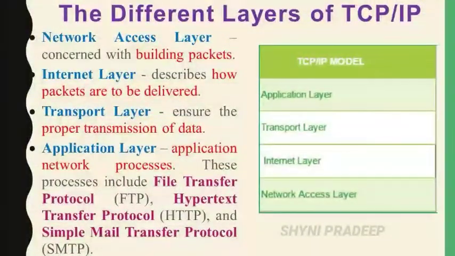The different layers of TCP/IP are Network Access Layer, Internet Layer, Transport Layer, Application Layer. These four layers are used in the TCP/IP model. The network access layer is used to build packets and the internet layer describes how packets are to be delivered. Transport layer ensures the proper transmission of data and the application layer performs application network processes. These processes include file transfer protocol, hypertext transfer protocol, simple mail transfer protocol.